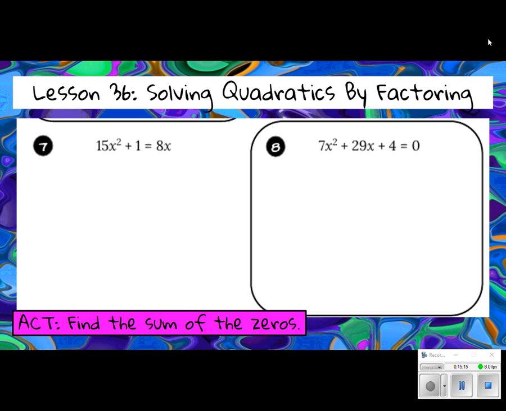All right. So here's 7 and 8. I want you to pause the video, see if you can figure out what to do. And if you get stuck, unpause the video and I'll show you what to do.